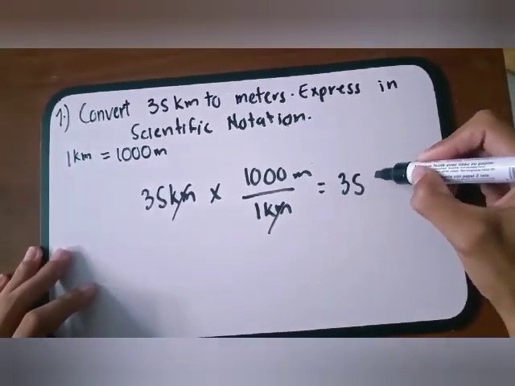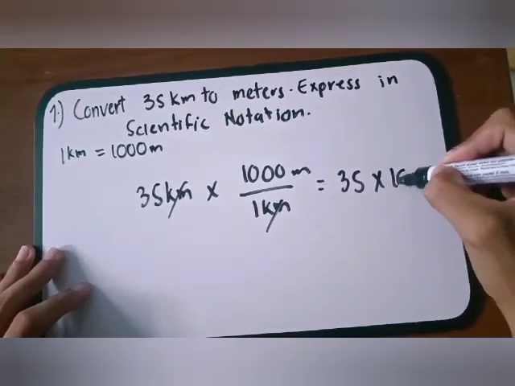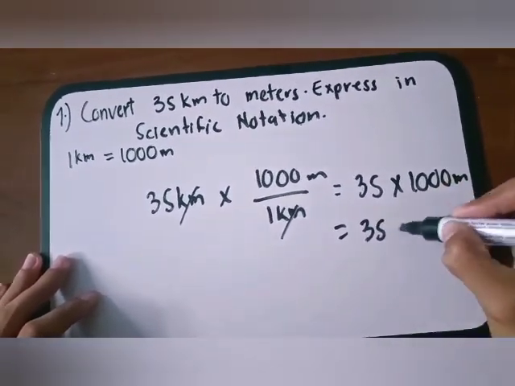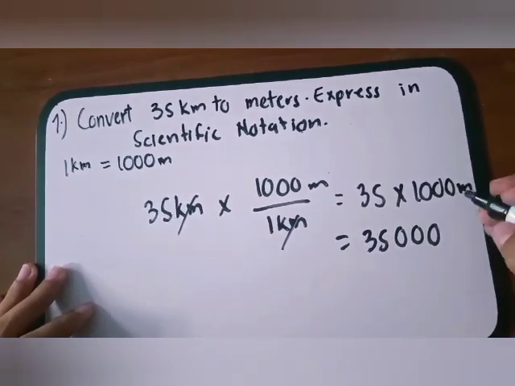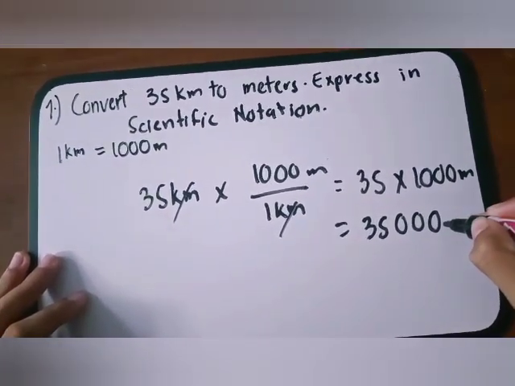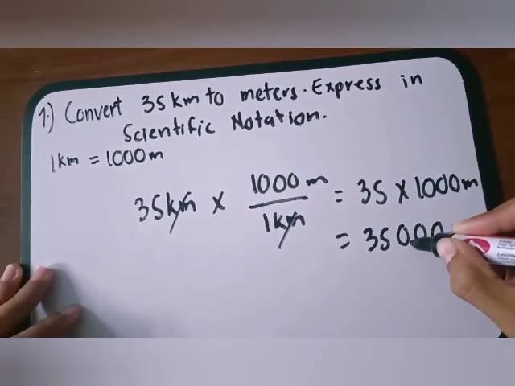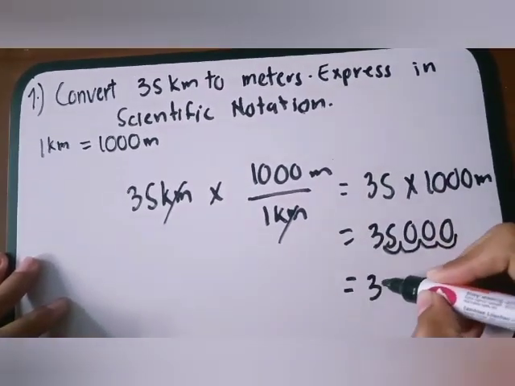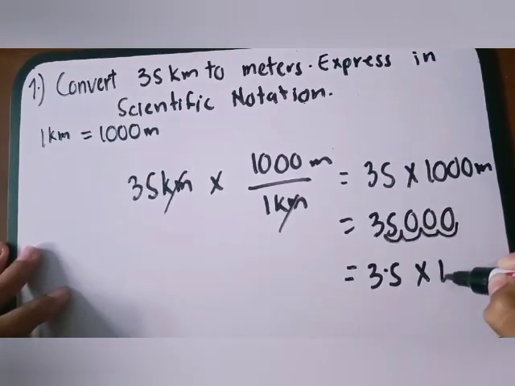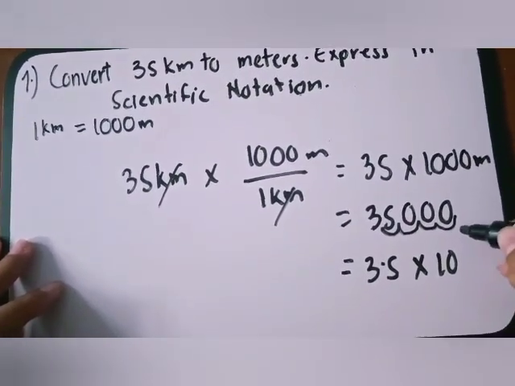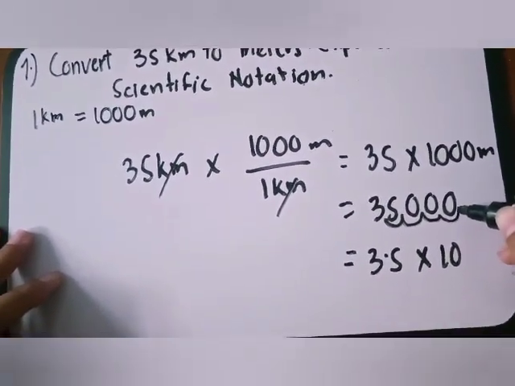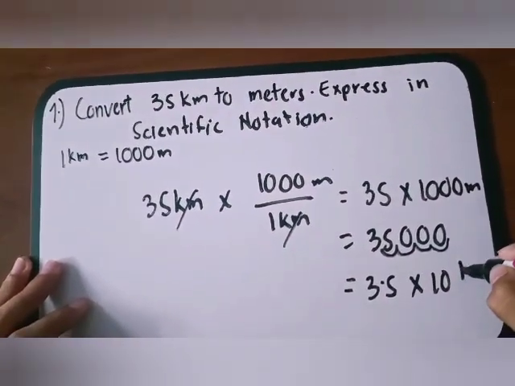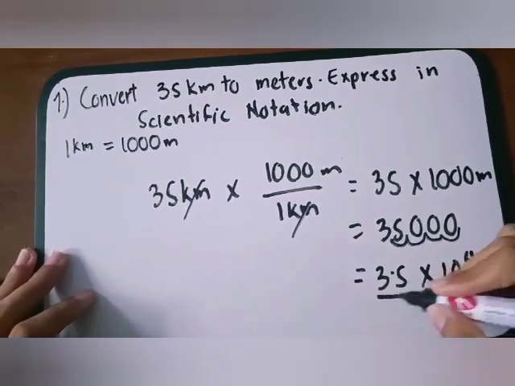Then 35 times 1,000 meters is equal to 35,000. And by moving the decimal point, then 3.5 times 10, then by counting the decimal point, 1, 2, 3, 4, and this will be the final answer.